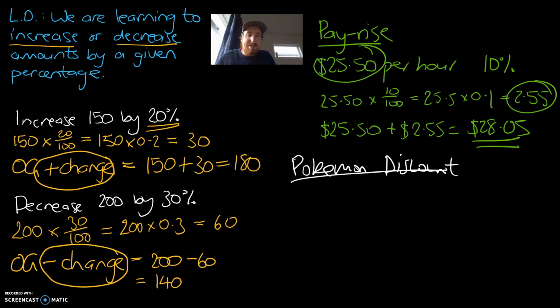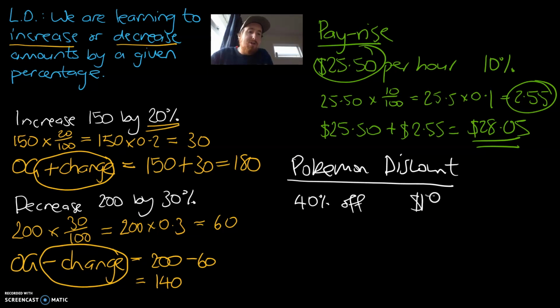So let's say Farmers is doing a really good special where I'm going to get 40% off all of the Pokemon cards that I buy. Let's say I'm at the shop, I've picked all the ones off the shelf that I want, and I'm looking at the price tags and the original price of all of those goods comes to $175. I need to figure out how much money I'm actually paying for these Pokemon cards.